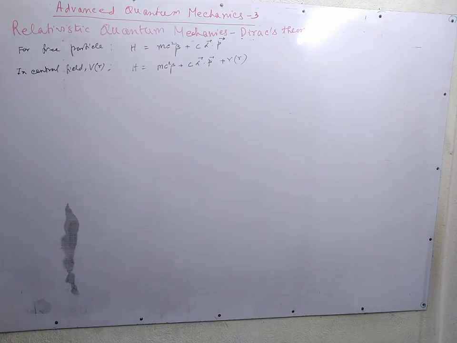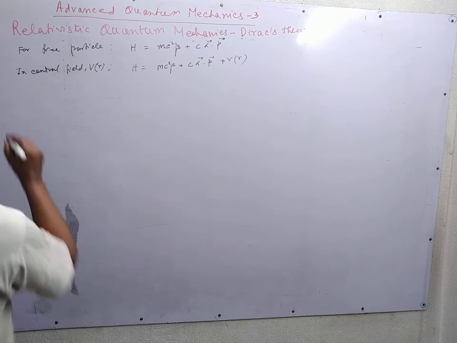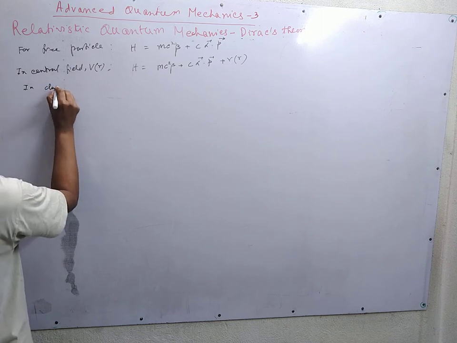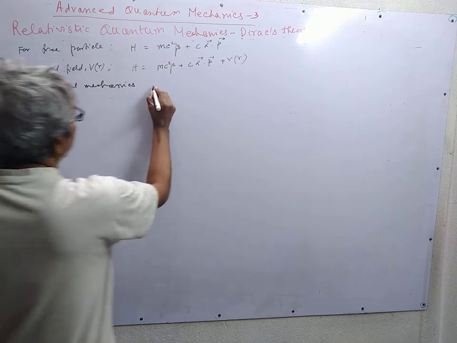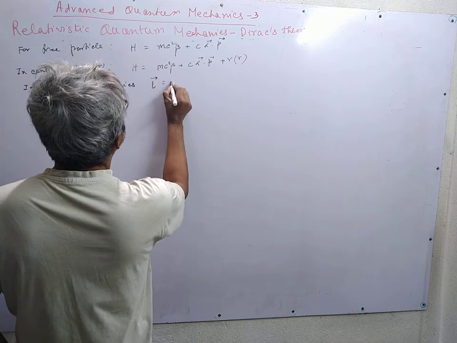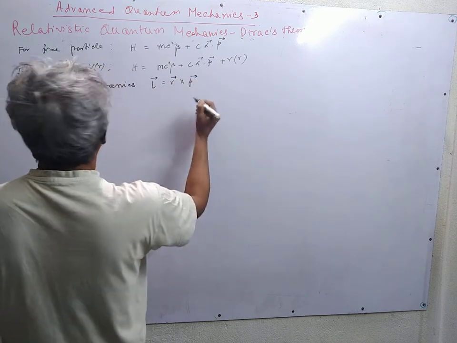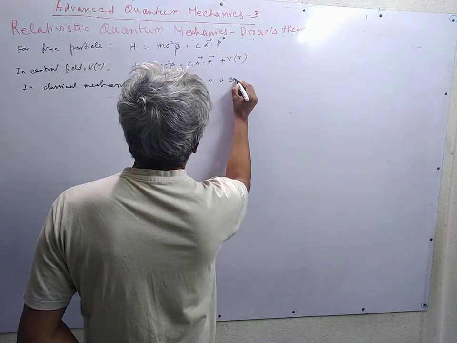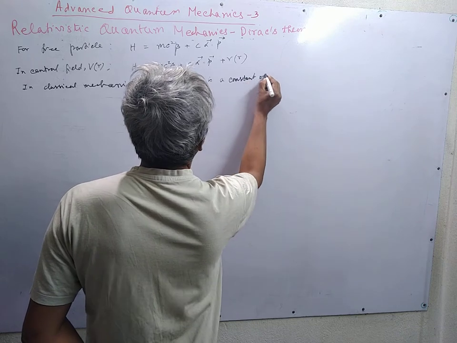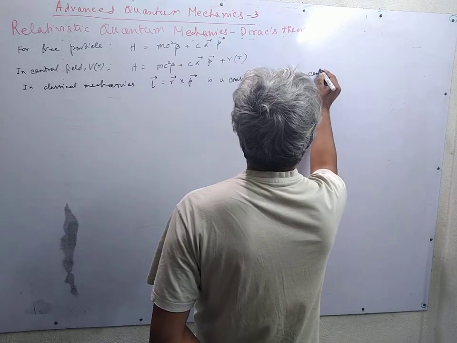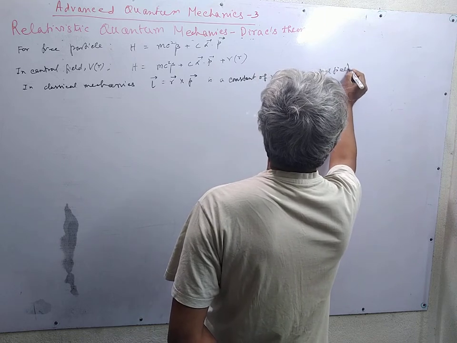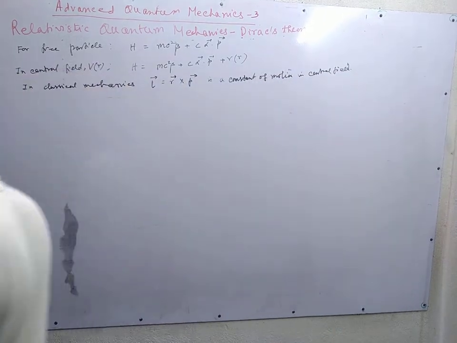We know from our study of classical mechanics that when a particle moves in a central force field, angular momentum L equal to r cross p is a constant of motion in a central field. What will be its implication in quantum mechanics?